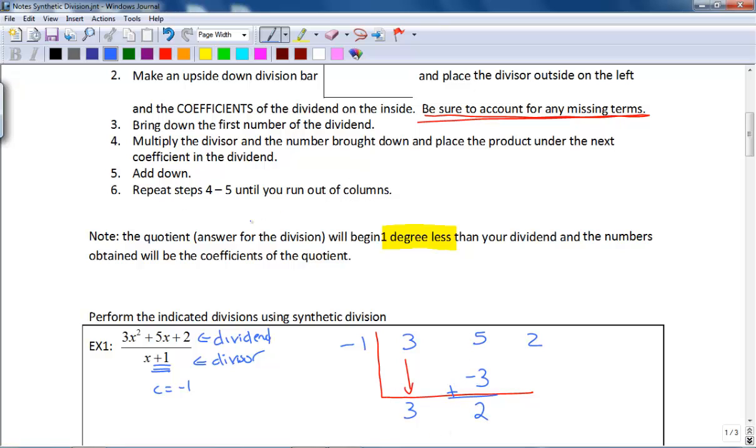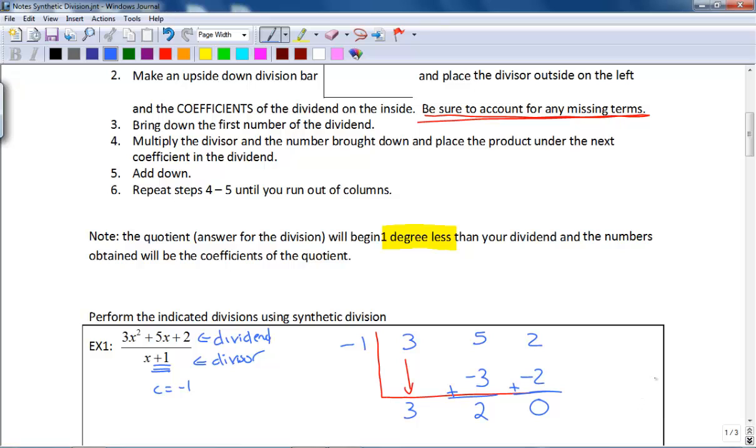Now we repeat all the steps until we run out of columns. So go back to 4, multiply the divisor and the number we just brought down. Negative 1 times 2, negative 2. Next step says add down. 2 plus a negative 2 is 0. I stop because I've run out of columns. There's no more columns here to worry with.